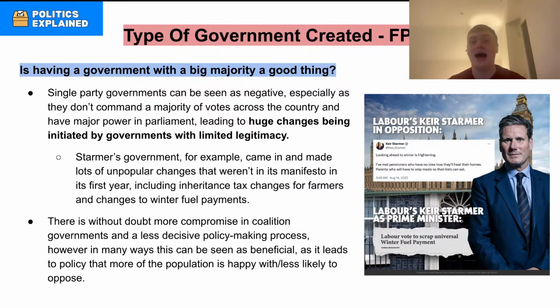But what it means is that actually they can make huge changes without majority support across the country. And that can be seen as a real negative, as a counterpoint in terms of type of government created. Starmer's government, for example, came in and made lots of unpopular changes that weren't in its manifesto, including in its first year. And that can be seen as a really good example of that.